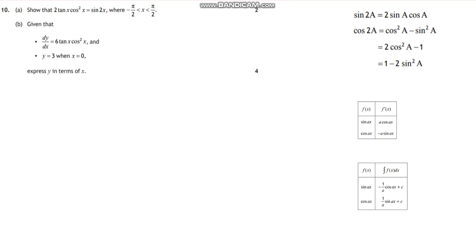Final question. So we've got a little proof to begin with, and then this one is saying, well, there's a differential. Tell me why in terms of x. So it's like saying undo your differential, i.e. integrate. So a little proof and then integration. So let's start with our proof.